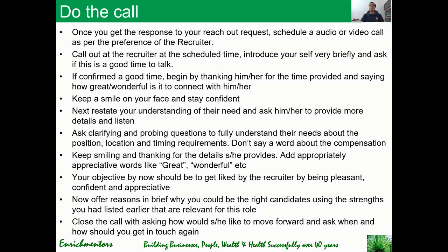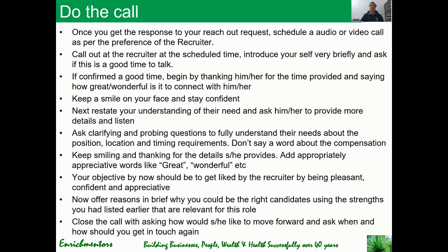schedule an audio or video call as per the recruiter's preference. The key thing in doing the call is to move along at the speed and preference of the recruiter. Call the recruiter at the scheduled time, introduce yourself briefly, and check, is it a good time to speak? Seek permission. People like people who seek permission. So anything that you do with the recruiter, seek permission. Patience, tact, appreciativeness. These are some of the things that, if you do, you will do your call well.